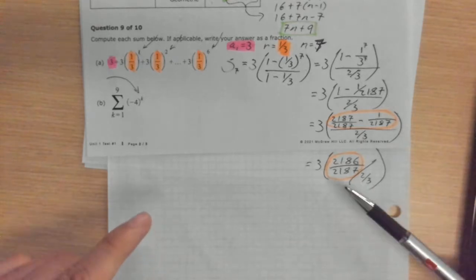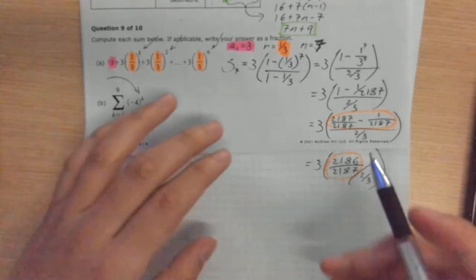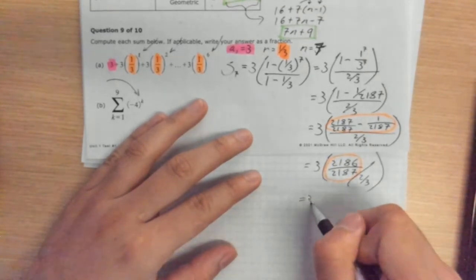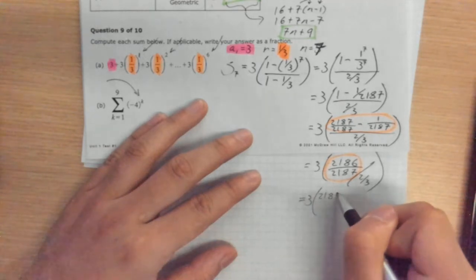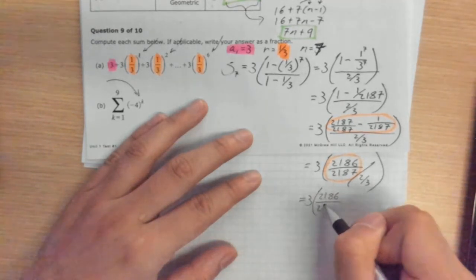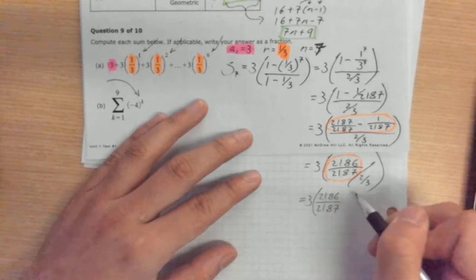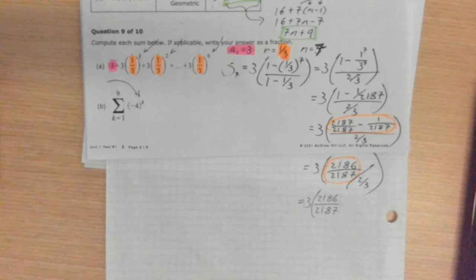Now simplifying this is also pretty easy. It may not look so easy, but it's actually pretty easy. If I were to rewrite this, we did this back in Algebra 3-4. We have 3 times 2,186 over 2,187, and that is being divided by 2/3. How do I make that division into a multiplication, guys?